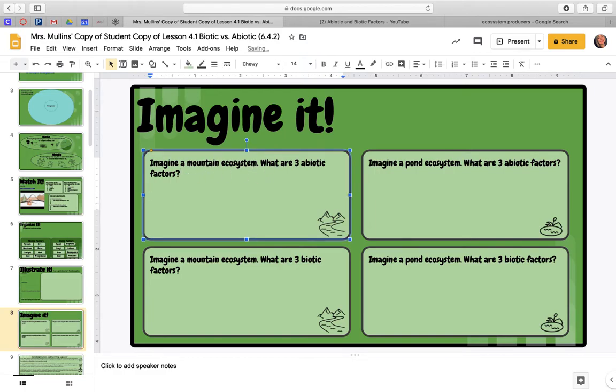So if we're talking about, and we live in the mountains, right? So if you're in Park City, you're in the mountains. So what are 3 non-living things? So a river, right? Trees, and then maybe rocks. So these are all abiotic things.